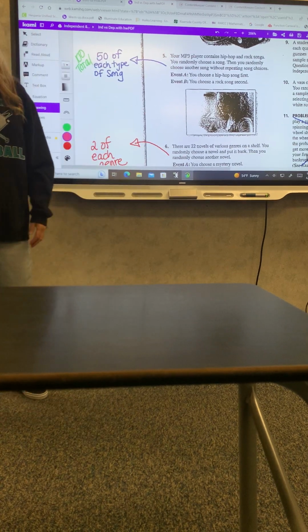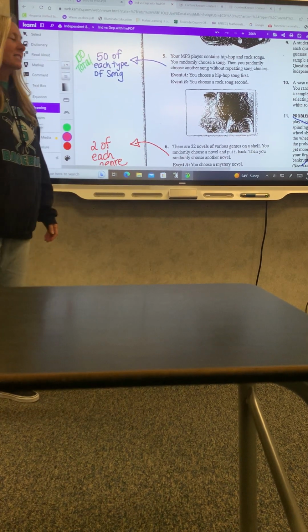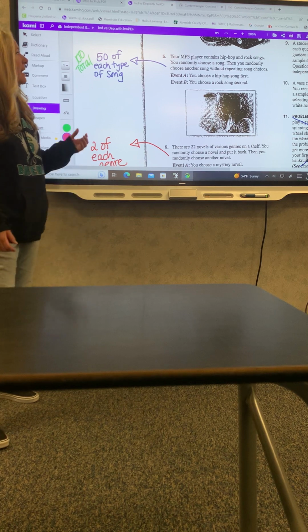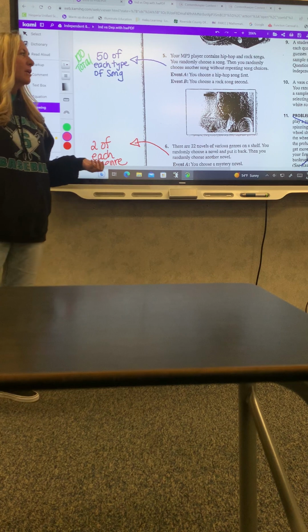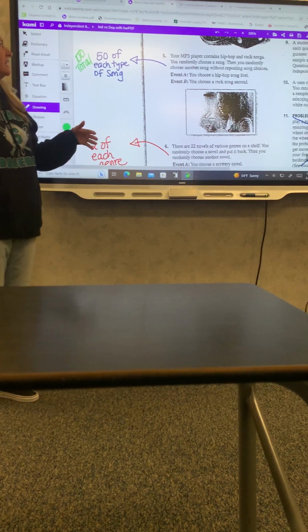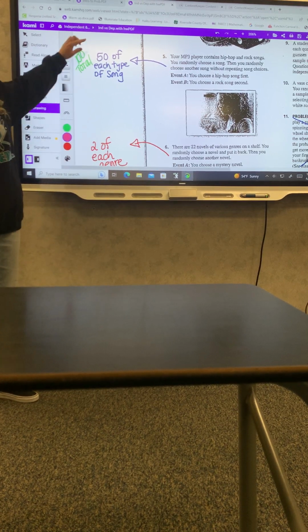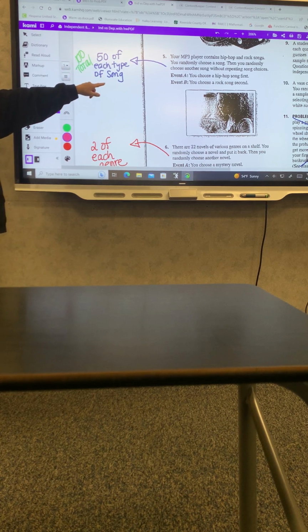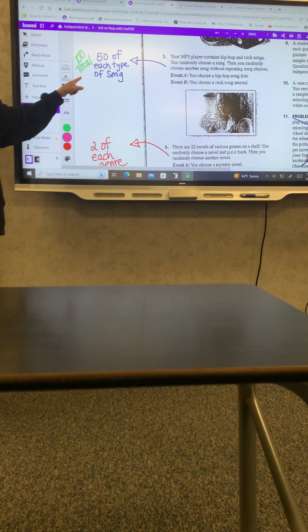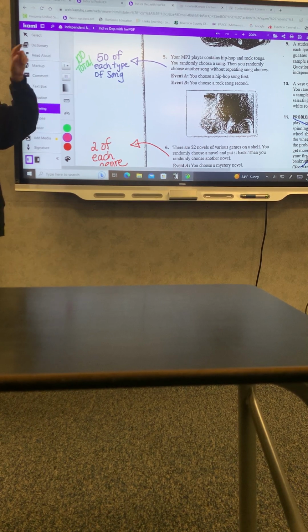Does anybody even use those anymore? No. That's how old this question is. It talks about the probability of choosing a hip hop song and then a rock song. So what you need to know is on the MP3 player, there's 50 of each type. There's 50 hip hop, there's 50 rock and roll, for a total of 100 on it. That's all they got. Stupid, there's no country.